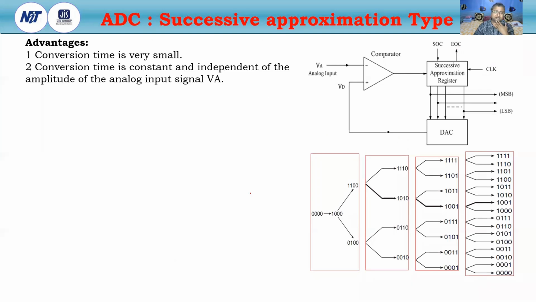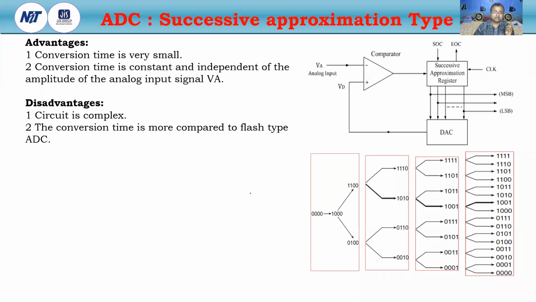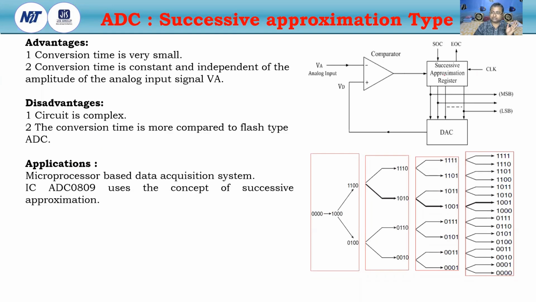The advantage of successive approximation is that the conversion time is very small. The conversion time is constant and independent of the amplitude of the analog input. The disadvantage is that the circuit is complex. Here we use the successive approximation register.